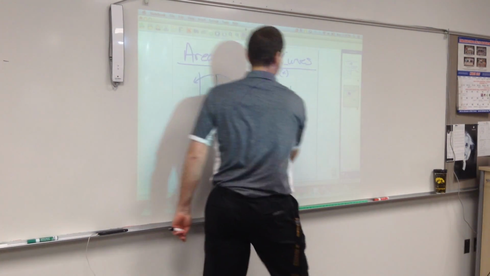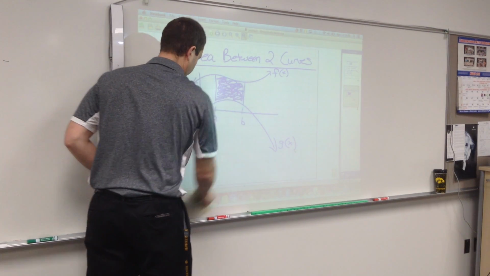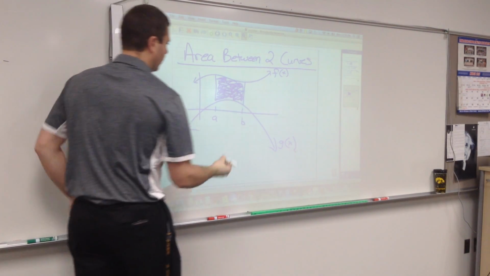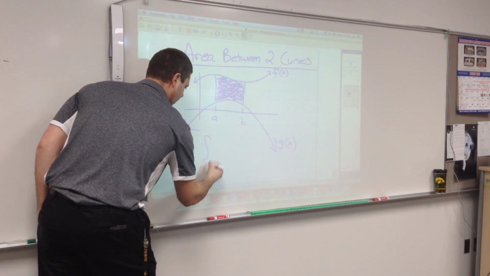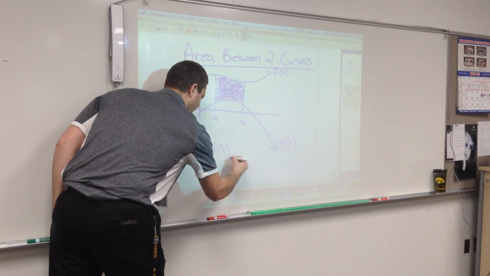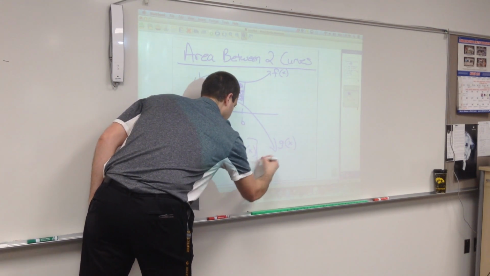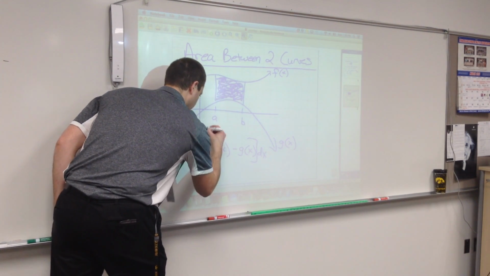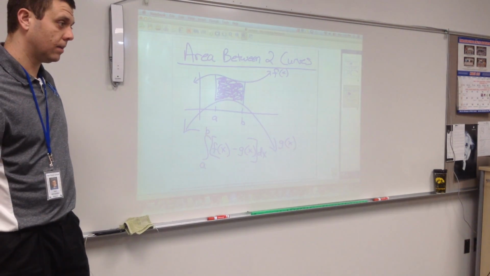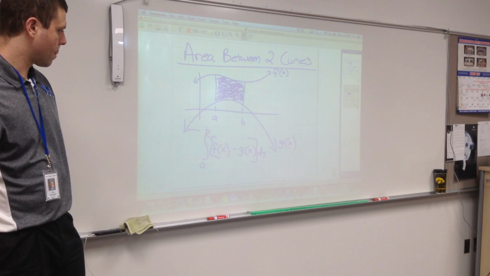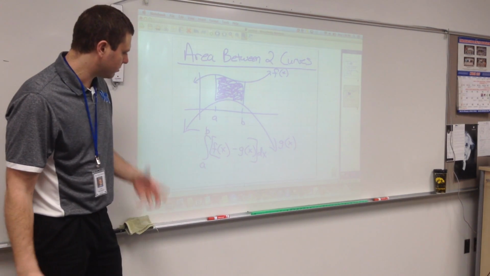You make it sound so simple, but it's not. So the way to solve this would simply be f of x minus g of x dx from A to B. Okay? Notice I put the extra bracket around there so I didn't have to write it twice.